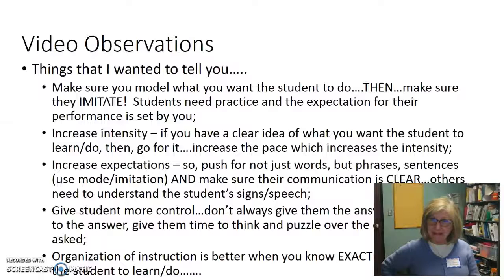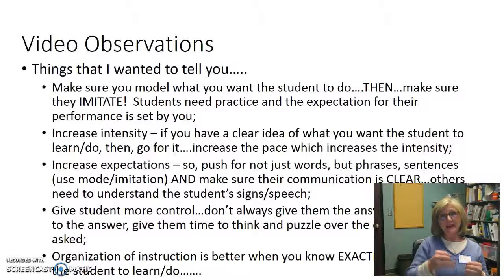Increase the intensity. A lot of times you can do that with pace, and you can do it by making it a little bit harder for them. Some things were so easy, I wanted to keep pushing it and making it a little bit more difficult, kind of stretching.